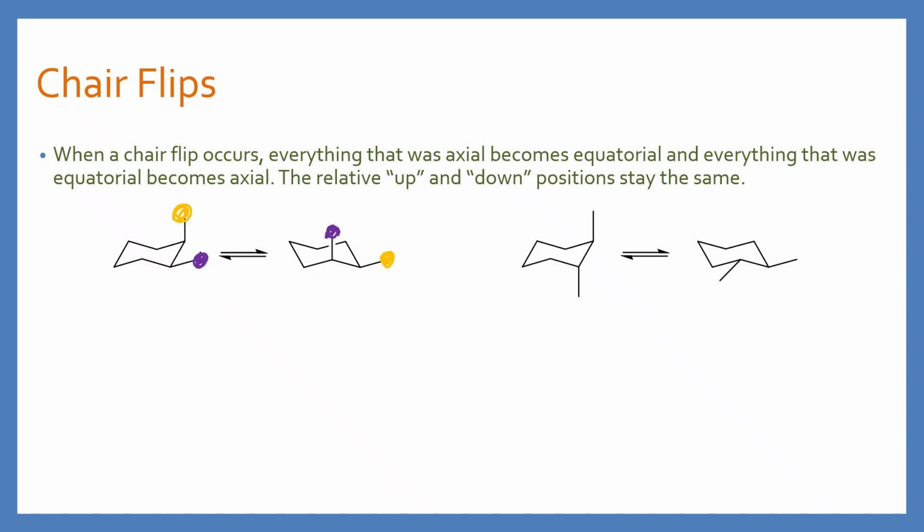And it looks like I moved around the ring, but that's not what happened. It's just that if you try to draw up here, it would be axial. And that position should actually switch from axial to equatorial. So we have to draw it in a slightly different place in order to show that. So what was axial became equatorial, and what was equatorial became axial.